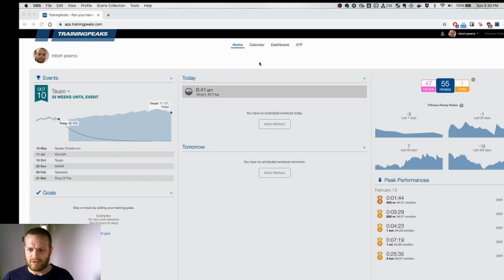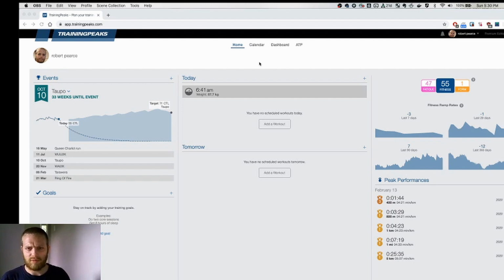This is not sponsored. I do pay for Training Peaks myself. I've used it for nearly 3 years now, but I think it might be handy just to see some of the statistics and so on that you can get beyond your standard Strava. In terms of software, I do use Strava.